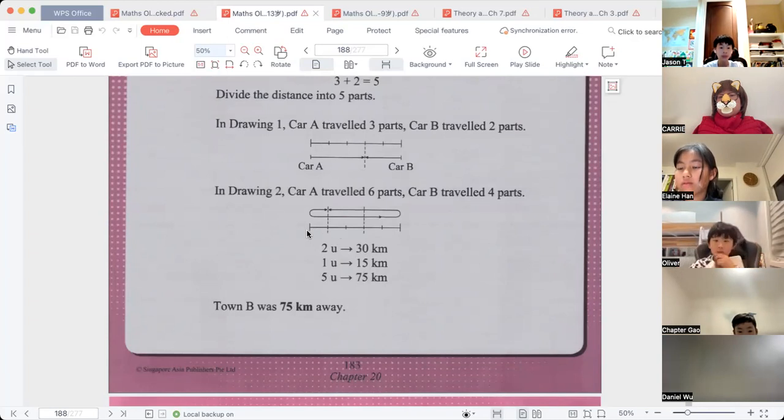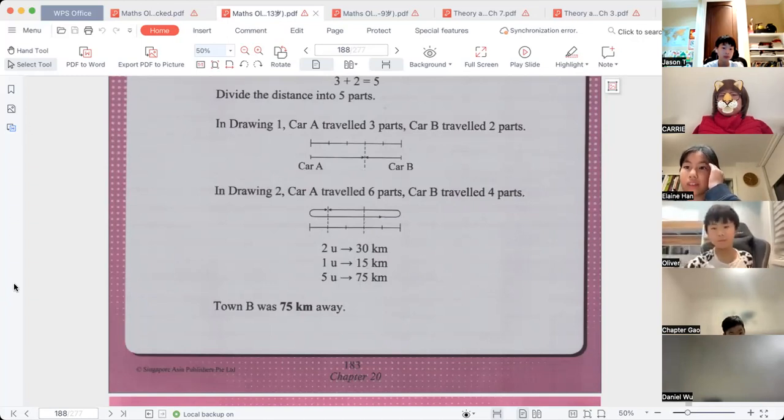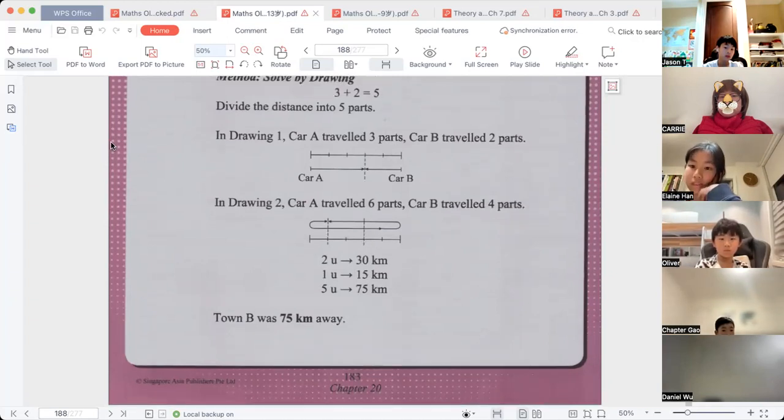And we want to know the distance between A and B. That's exactly 1, 2, 3, 4, 5 units. So that's why the distance will be 75 kilometers. Get it, everybody? Okay, so if you understand, we're going to move forward.